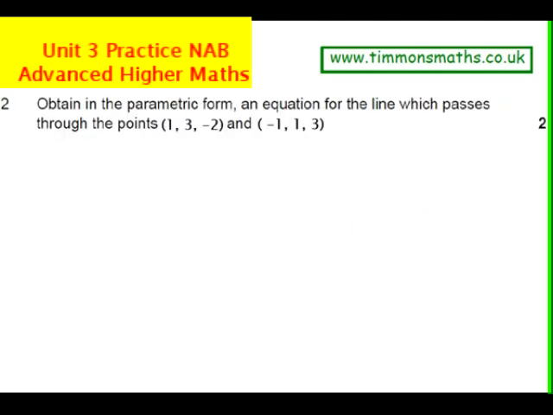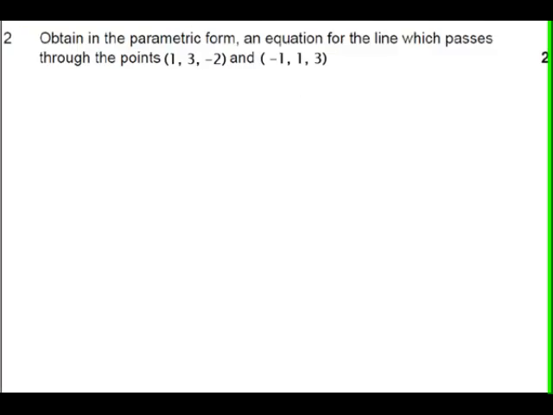We have to find the equation of the line that passes through the points 1, 3, -2 and -1, 1, 3. So we call the points P and Q. So we're trying to find the equation of the line through P and Q. P is the point 1, 3, -2, Q is -1, 1, 3. To find the equation of a line, we need a point in the line. We can choose either P or Q. We'll choose P.